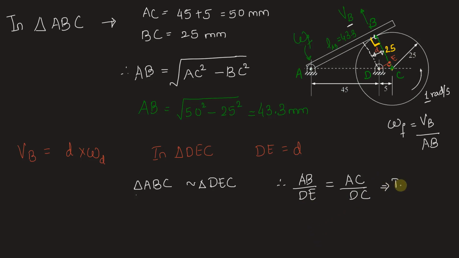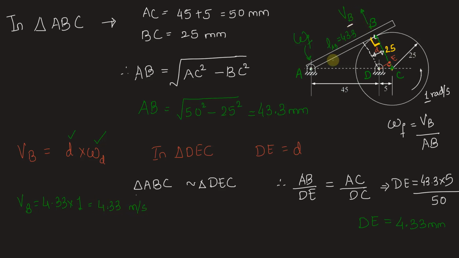Therefore DE will be AB into DC, that is 43.3 into 5, divided by AC. AC is nothing but 50. So DE will be equal to 4.33 millimeters. So this perpendicular distance is known now. Omega D is also known, 1 radian per second. We can find out VB from here. VB will be equal to 4.33 into 1, simply 4.33 millimeters per second.